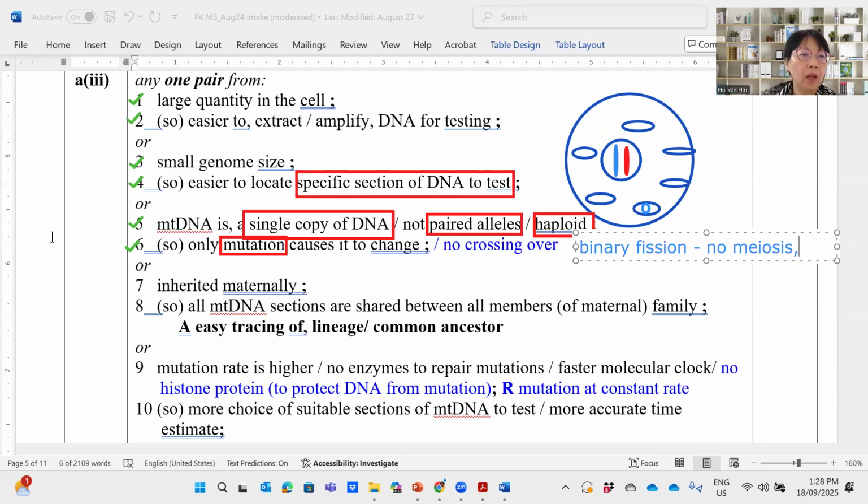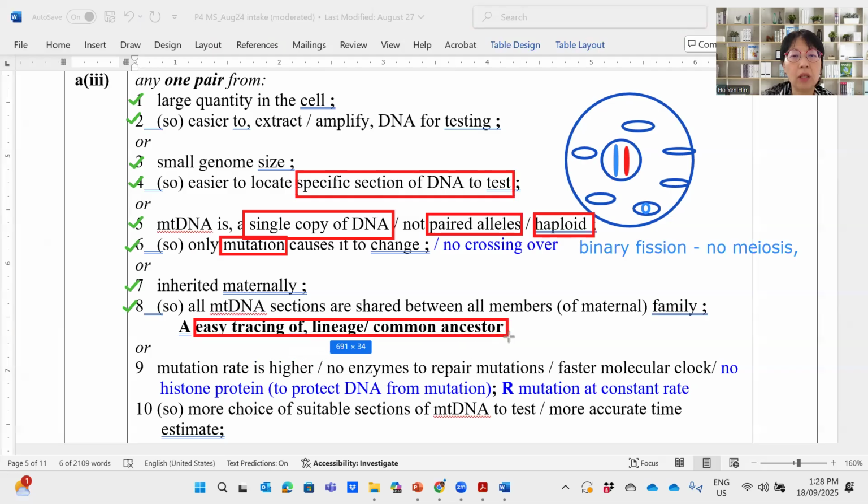Okay? So it is only inherited maternally. All the family members from the maternal lineage will inherit the same mitochondrial DNA. So it is easy to trace the lineage, easy to trace a common ancestor, because it is always transferred from egg to egg, to the maternal family. So finally, we already mentioned that the alleles will not change in the DNA when it's passed to the offspring by binary fission.